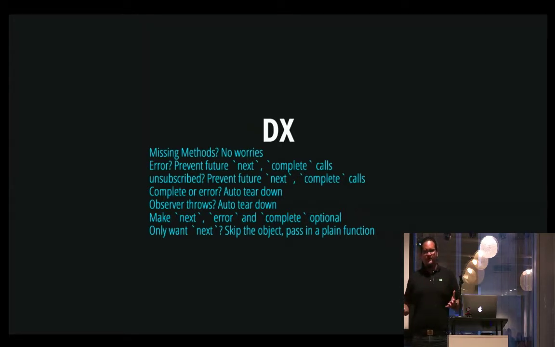What if our observer, we only need one method? What if we just make all of the methods on the observer optional, and we'll just mock those up as part of the process, part of our library. And what if, in most cases, we only want to worry about the next value of the observer, right? What if we just pass in a plain function and then wrap that in an object and assume that's going to be our next handler?